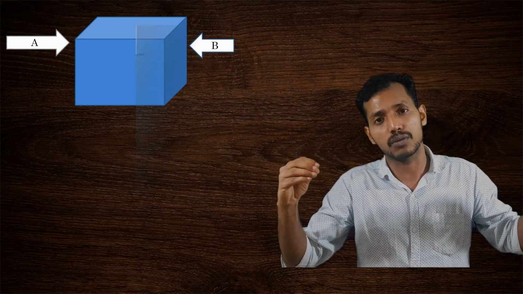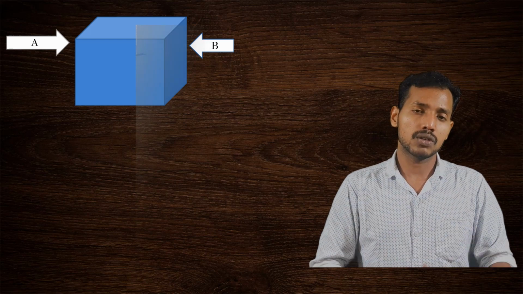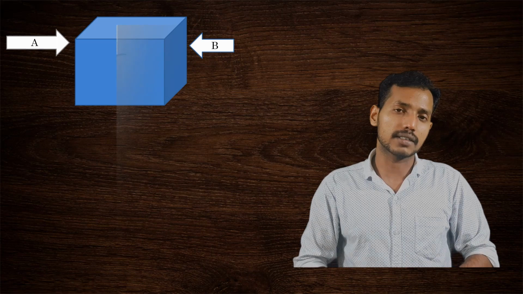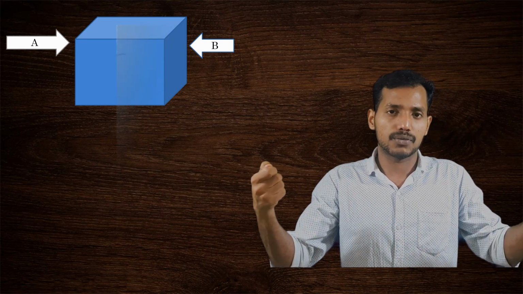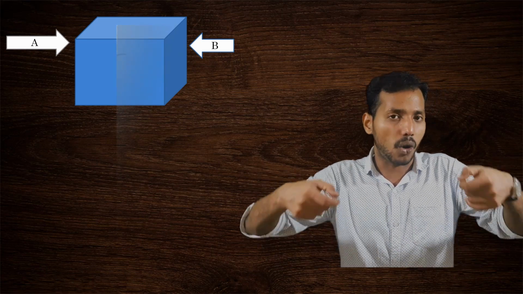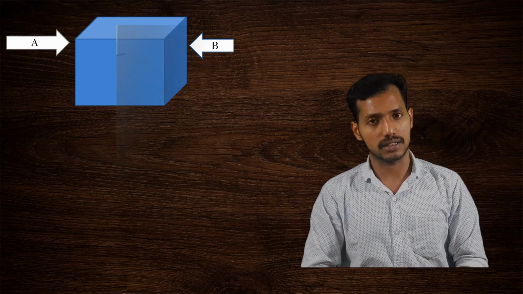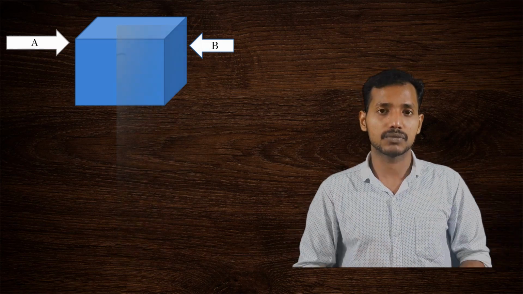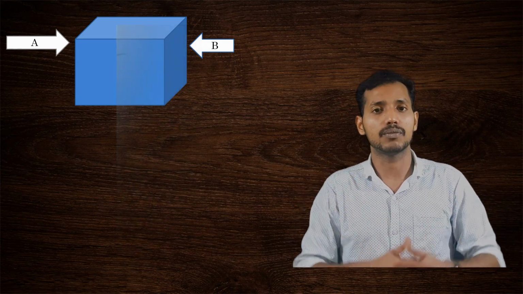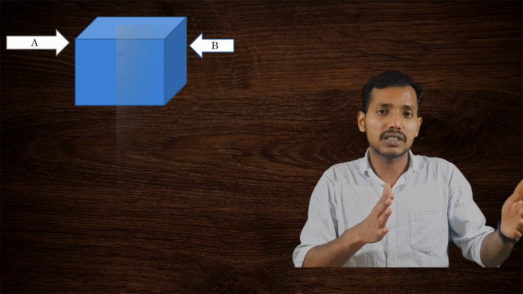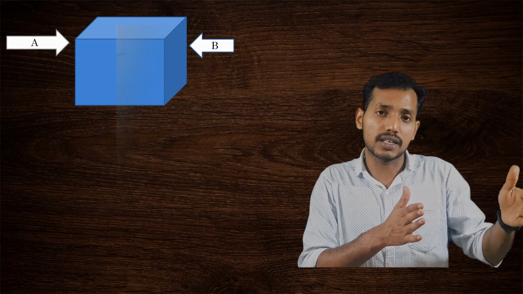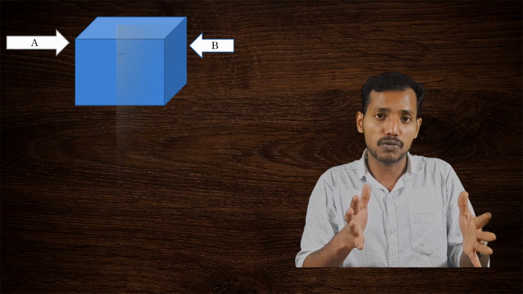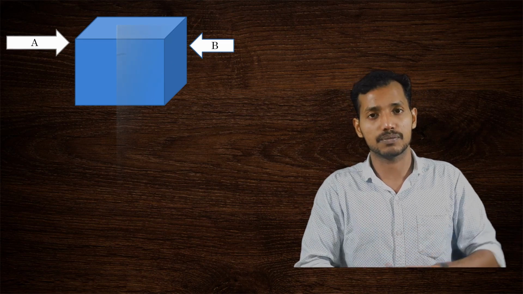Now let's come to the second situation: if two forces act on an object in the opposite direction, what will be the resultant? For example, if two persons are trying to pull a table or bench in opposite directions, what will happen? Sometimes the bench will not move, or sometimes it moves with less speed in the direction of the greater force. That means whoever applied more force, in that direction the object will move.